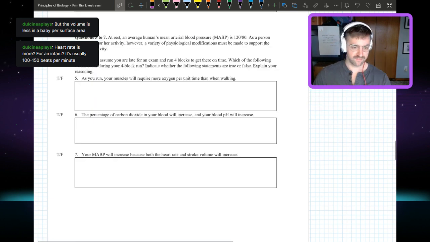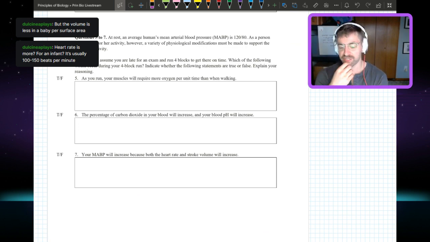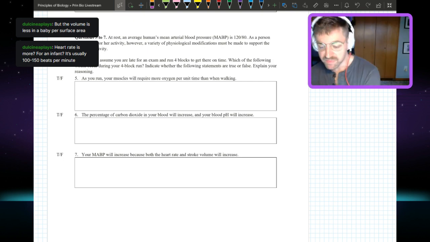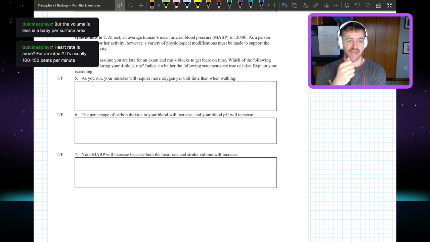But a couple quick true-false questions. At rest, an average human's blood pressure is 120/80. A person increases their activity. However, a variety of physiological modifications must be made to support the increased activity. For example, assume you're late for an exam and run 4 blocks. Which of the following would occur during your 4-block run? Indicate whether the following is true or false. Explain your reasoning. Running will require more oxygen per time than when walking. You're moving faster, metabolism needs more oxygen.